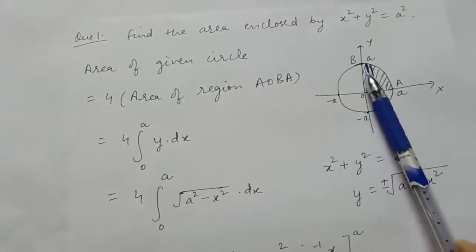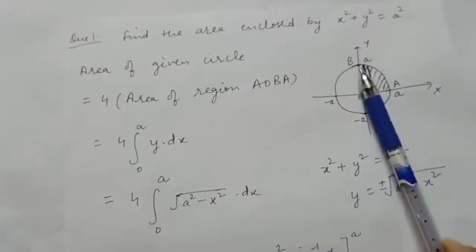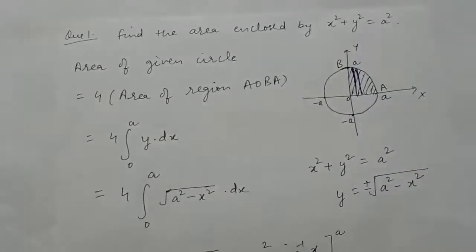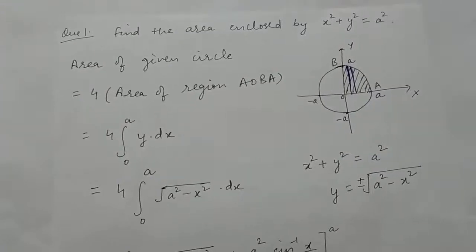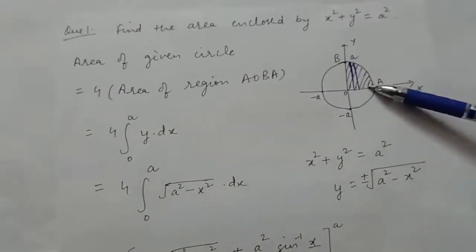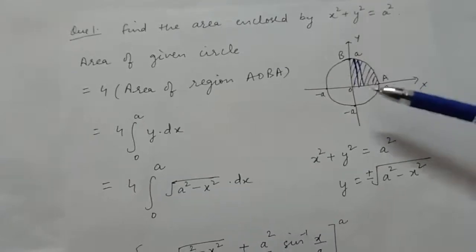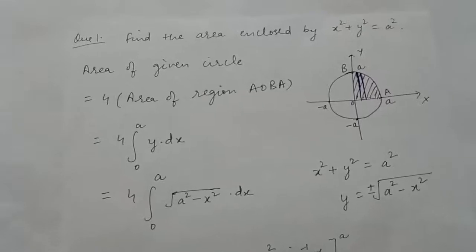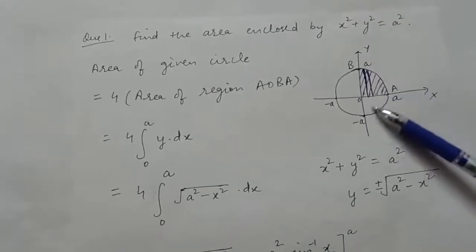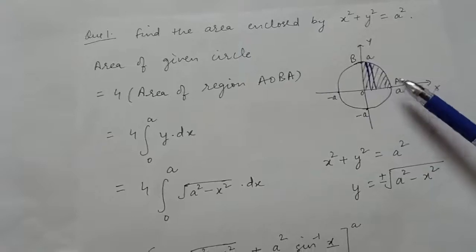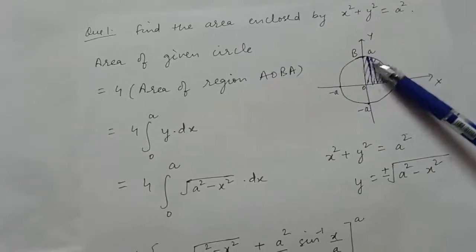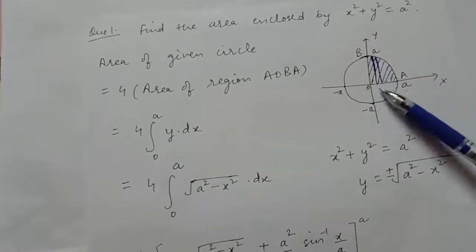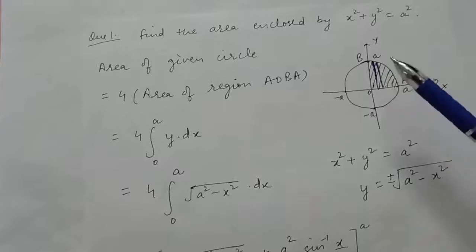That is, the portion of the circle which is on the left side of the y-axis is equal to the portion of the circle on the right side of the y-axis, and similarly the portion of the circle above the x-axis is the same as the portion of the circle below the x-axis, right? Therefore, to find the area of this complete circle, we will find the area of just the portion AOBA, that is this shaded portion, and will multiply it by 4 to calculate the area of the complete given circle, right?